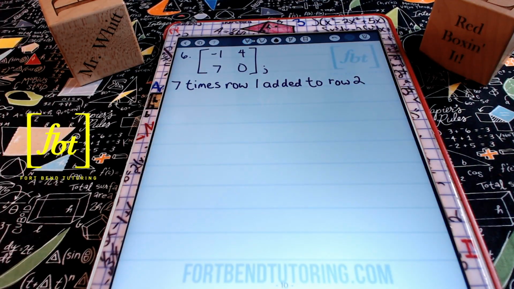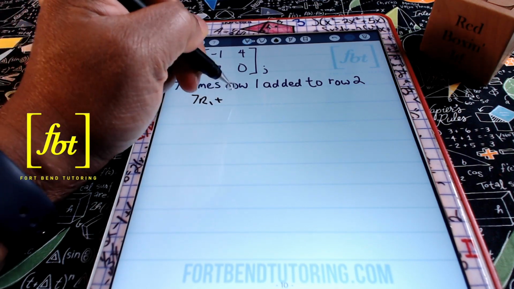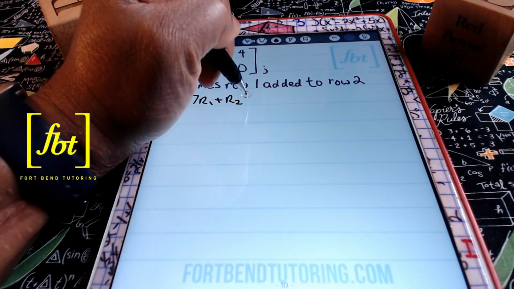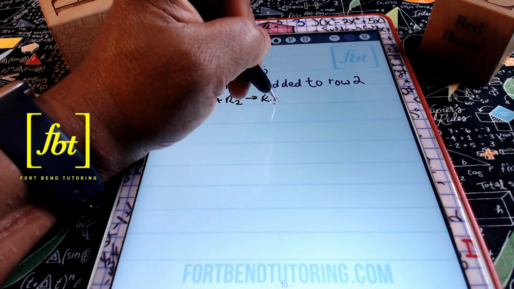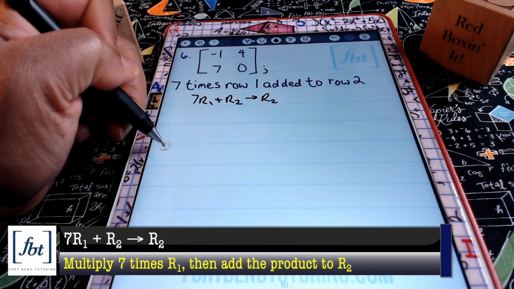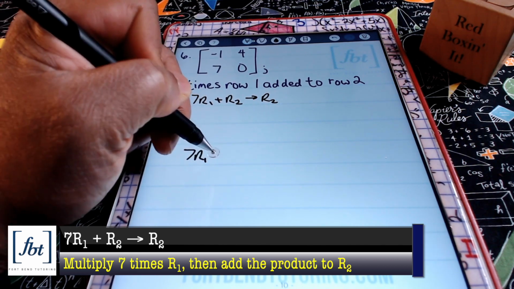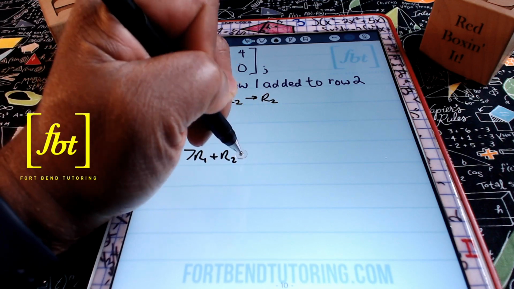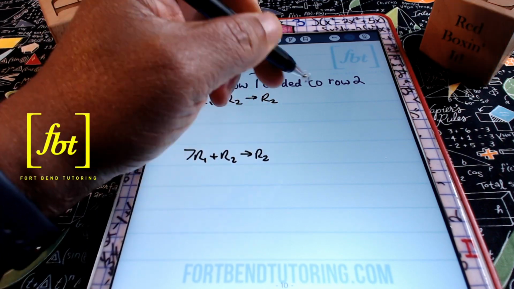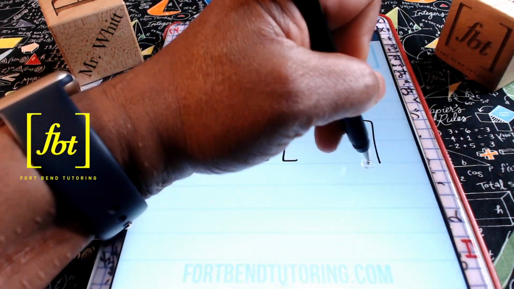In problem number 6, we have a 2 by 2 matrix where we're asked to find 7 times row 1 added to row 2, and we're going to put the result in row 2, just like that. Okay, so let's go ahead and set this up by saying we have 7 times row 1 plus row 2, placing that result in row 2. Here comes our resultant matrix here.